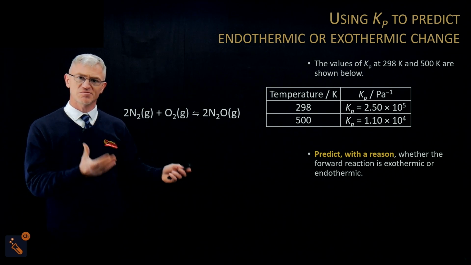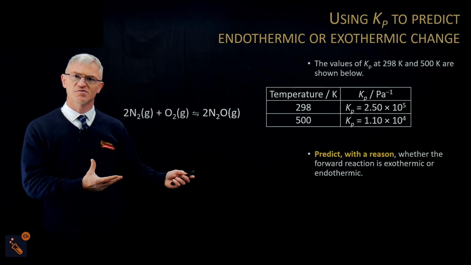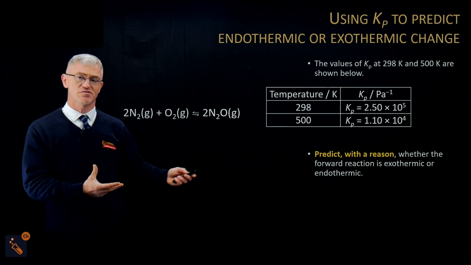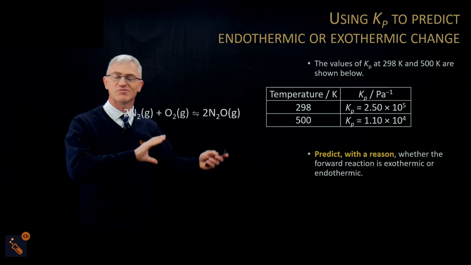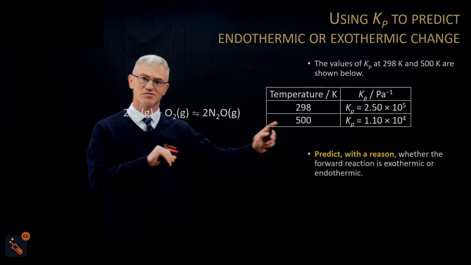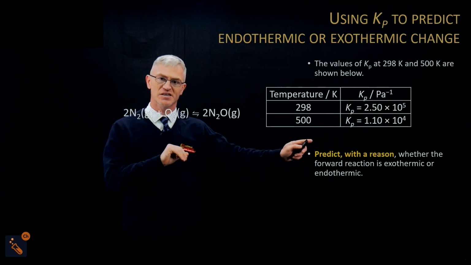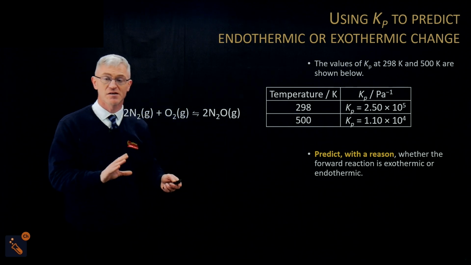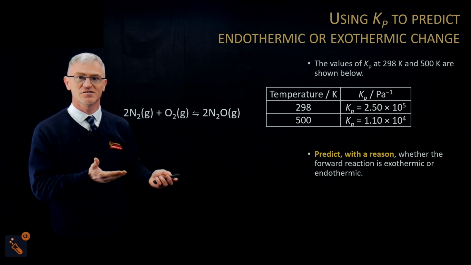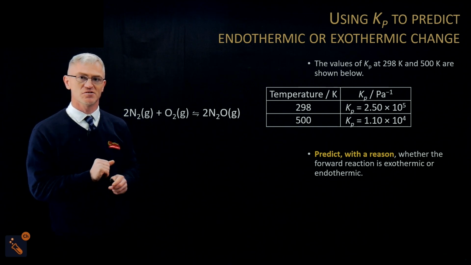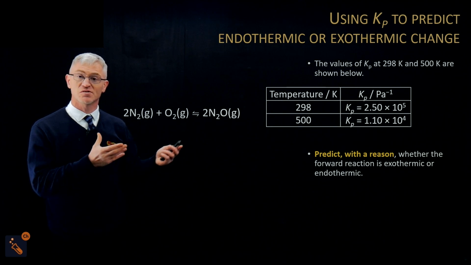Predict with a reason whether the forward reaction is exothermic or endothermic. First thing that says, again with the state and explain, that's in the second question as well, you've got to say 2 different things. Now this is only worth 1 mark, but you've still got to say 2 different things, and that's how it gets more difficult. So if you're going to predict with a reason, you've got to use the data.